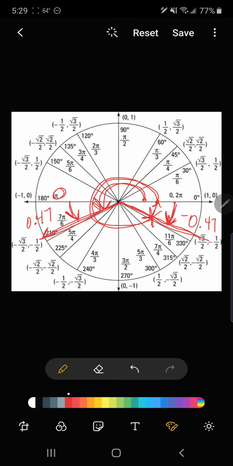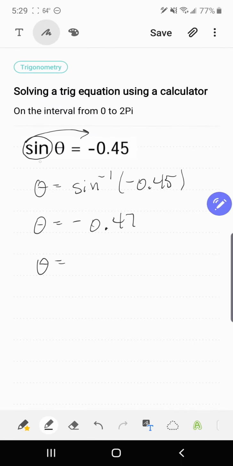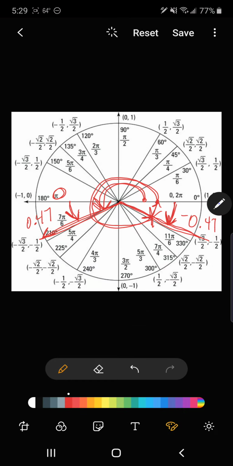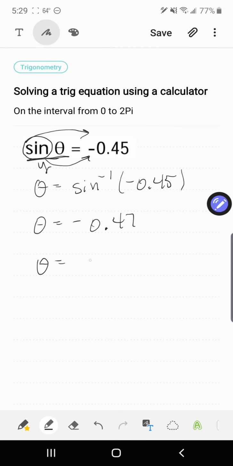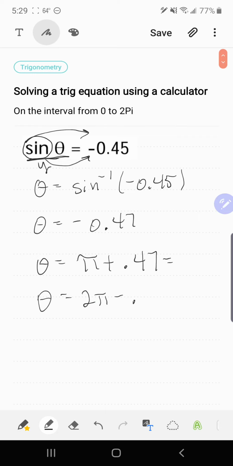And I know that I need a third and a fourth quadrant angle, because if we go back and look at the original problem, we see that sine is negative. And remember, sine is y, so we want to know where y is negative. And y is negative in the third and the fourth quadrant. So our two angles are going to be pi plus 0.47, and the other answer is going to be 2 pi minus 0.47.